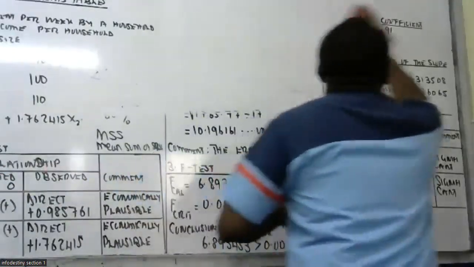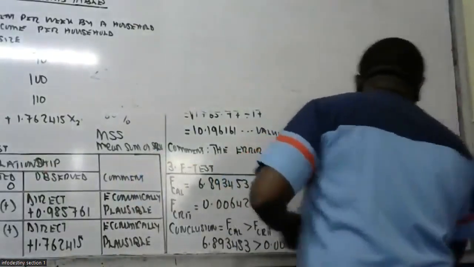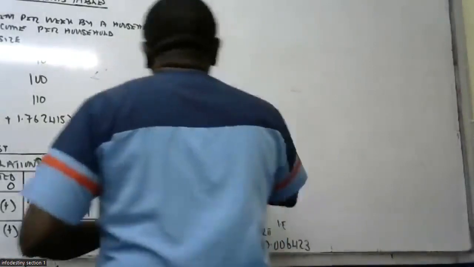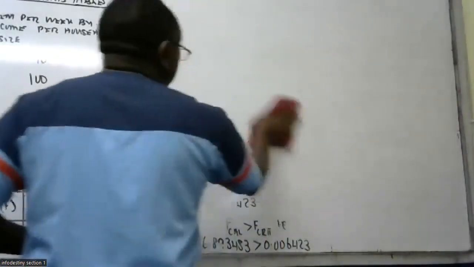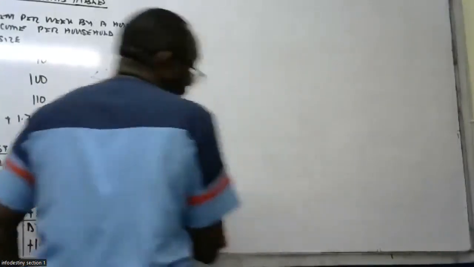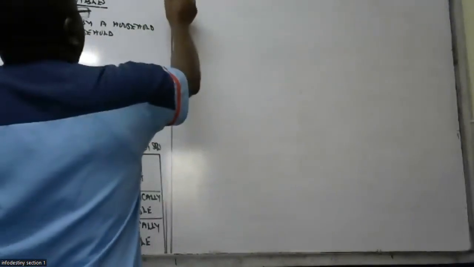Since the equation obtained is of the form y equals a plus bx. Okay, number 2.